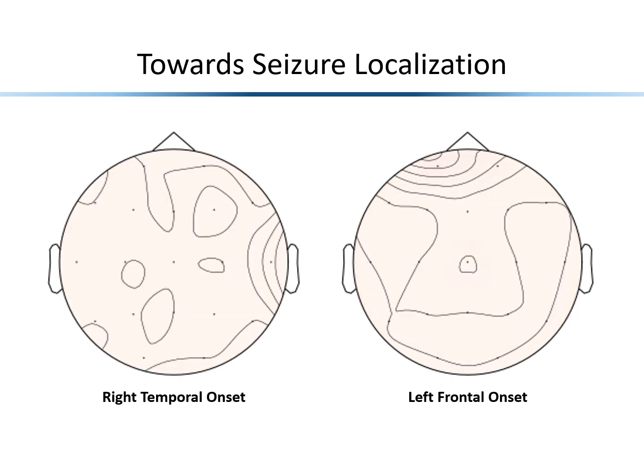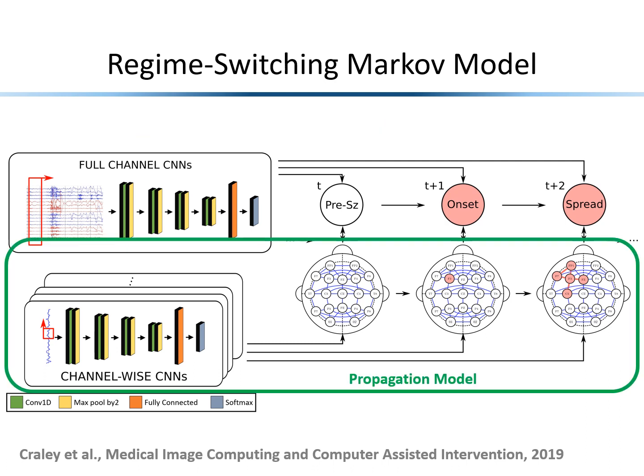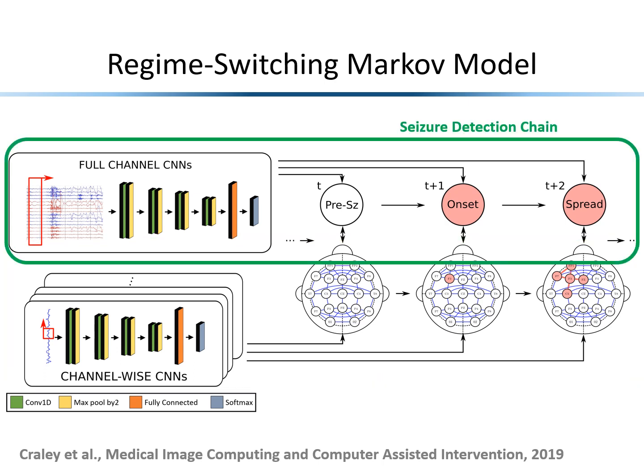To do this, we're going to build off of our hierarchical structure into what we call a regime switching Markov model. This was work presented at MICCAI last year in 2019. From this larger figure, we notice there are two components. The first is the core propagation model, which allows us to track the spread and provides the spatial resolution we care about for localization. But we are going to augment it with a meta chain, or a seizure detection chain, which detects at every point in time whether the patient is having a seizure or not.